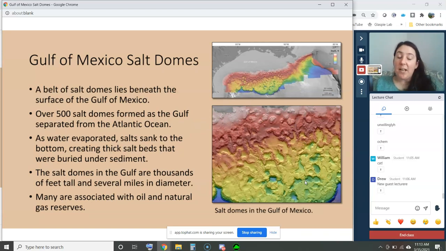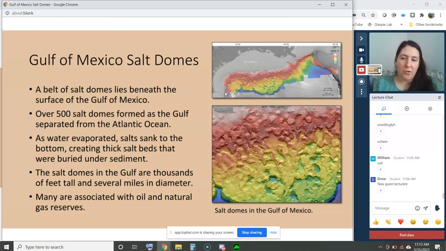We specifically want to talk about salt domes in this course because there are many salt domes in the Gulf of Mexico. So the Gulf of Mexico has a whole belt of salt domes lying beneath the surface. So this would be the continental shelf of the Gulf of Mexico. This is the Mississippi River Delta. And these salt domes, as you can see, lie offshore essentially from the panhandle of Florida all the way throughout the coast of Texas.